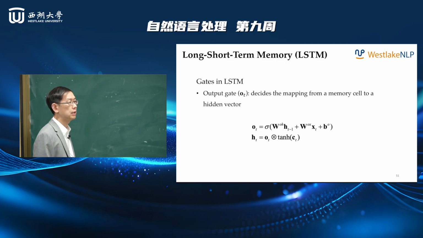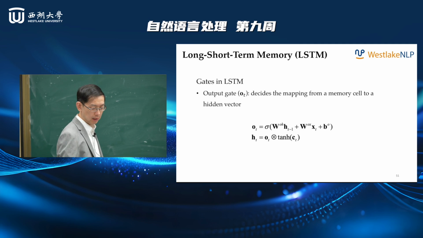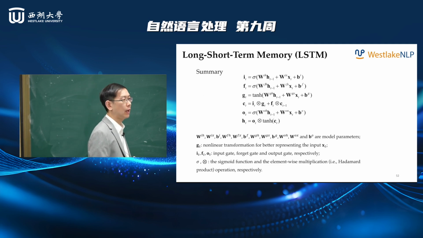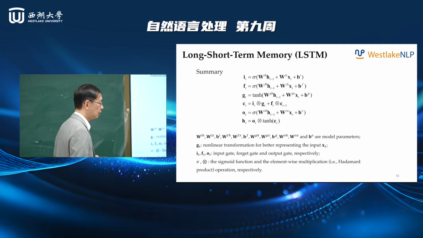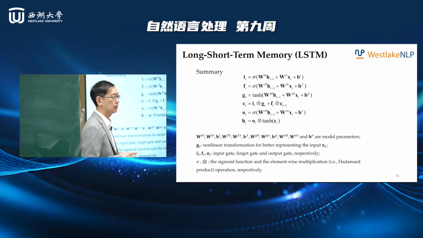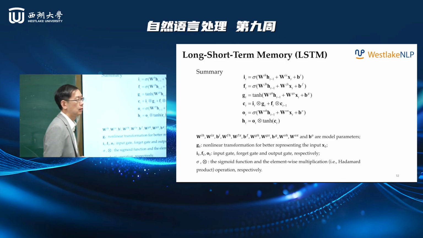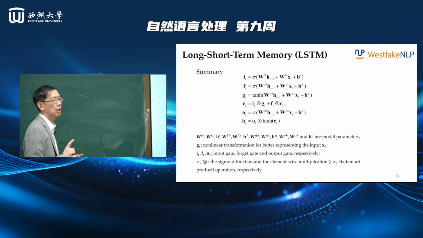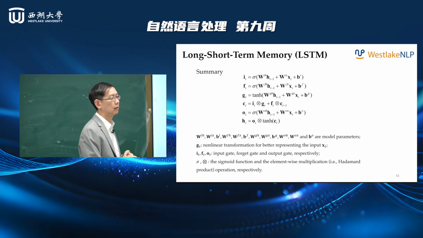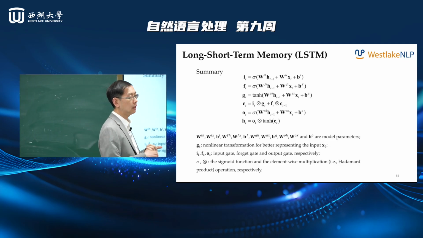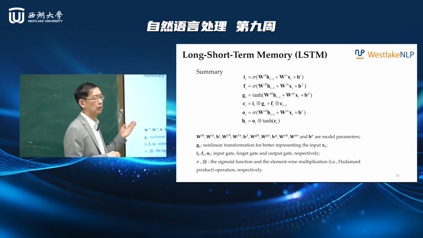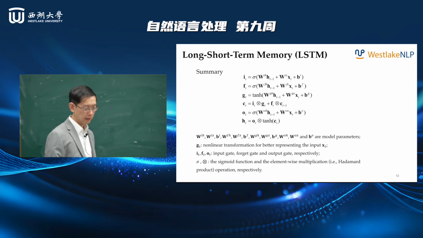All right, so this is the equation. In other words, H is an indirect projection of your cell value through an output gate. And if you put everything together, you have the complete LSTM equations. So you have 3 gates: input, output, and forget. And you have a cell and a hidden state. Their composition was explained earlier.